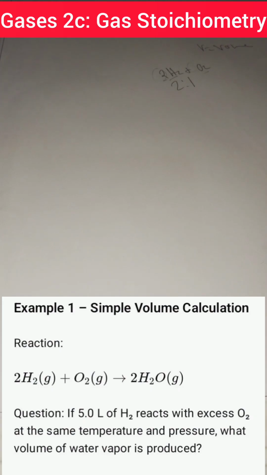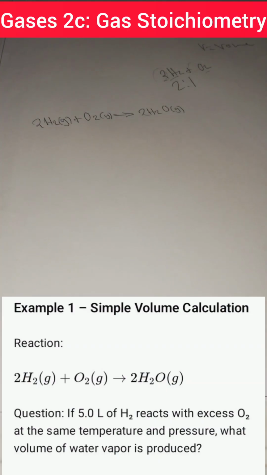So we want the volume of what? Of water that is produced. We have been given the volume of hydrogen. What about oxygen? We haven't been given the value of oxygen. So let's go ahead and solve. Step 1, use the mole ratio from the balanced equation. The equation is 2H2 plus O2 gives 2H2O.